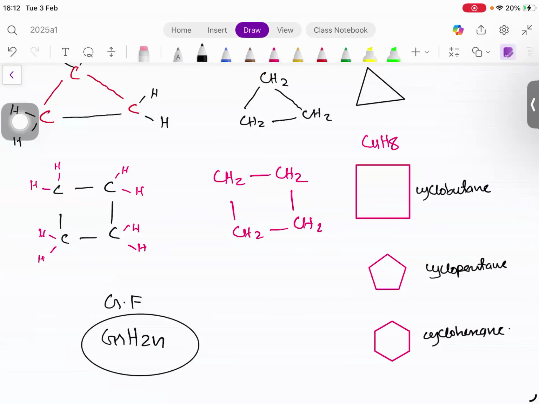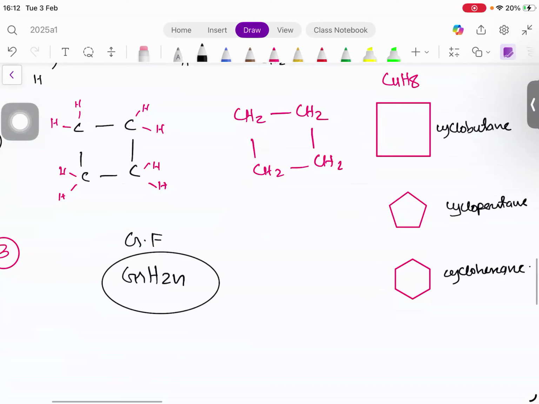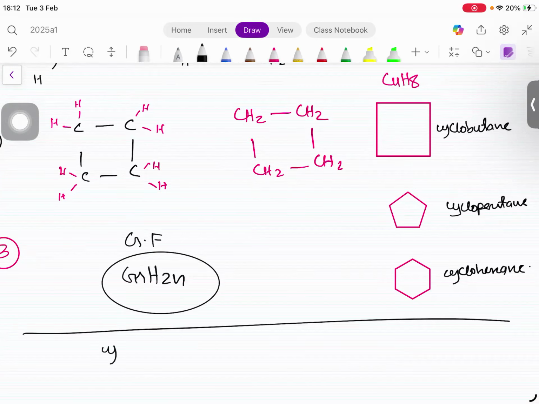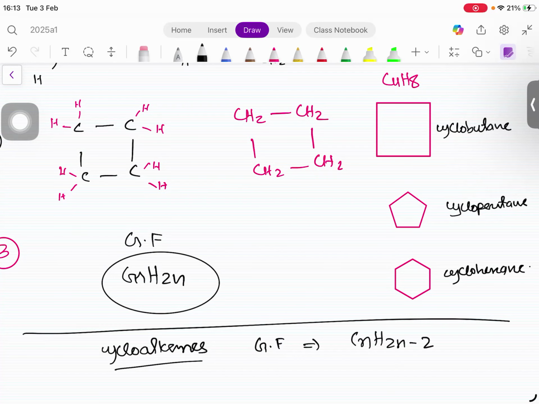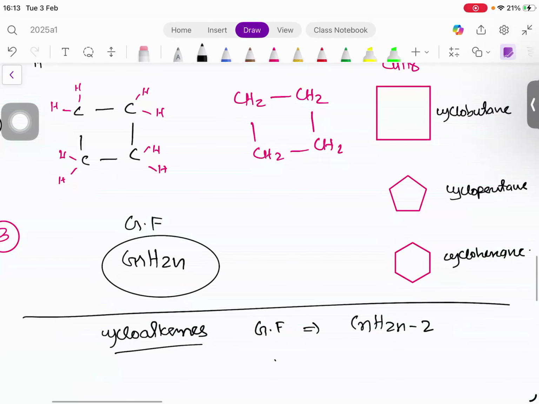And this phenomenon is not only limited to alkanes. Yes, it can also happen with alkenes. For example, for cycloalkenes, what will the general formula be? Just subtract two hydrogens. What was the general formula for alkene? Now if we subtract two hydrogens, what will it become? Yes, CnH2n minus 2. The functional group will remain the same.